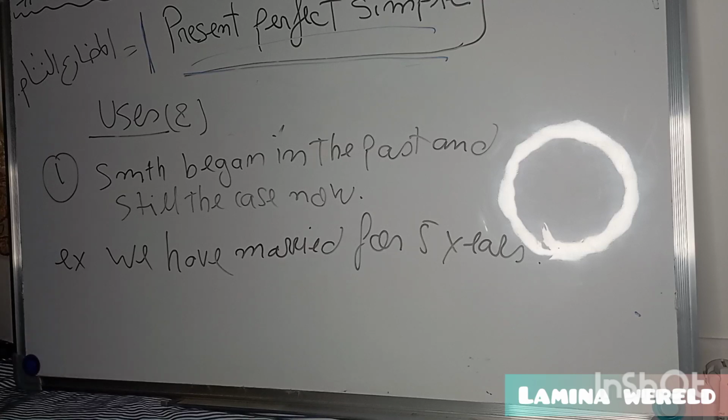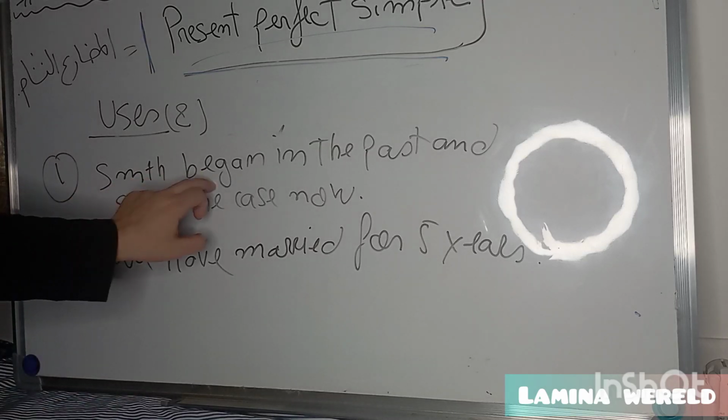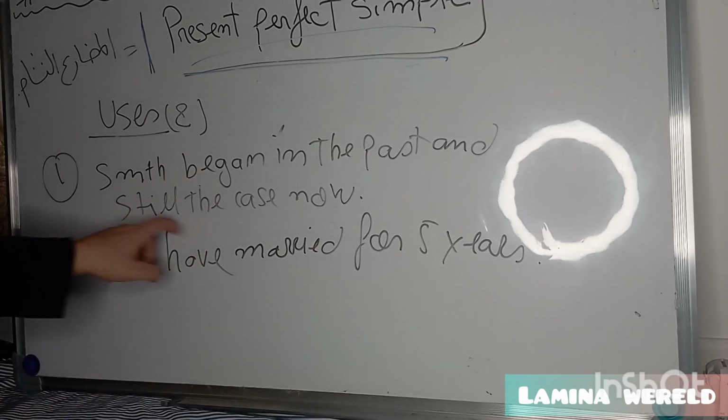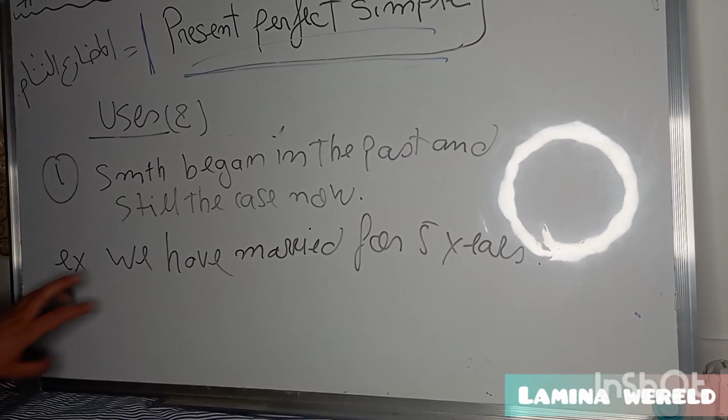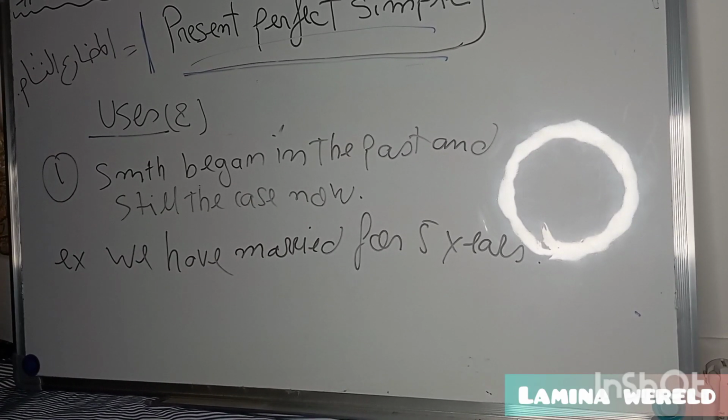Something that's begun in the past and still the case now. So this is the first use of present perfect simple, something that happened in the past and still the case now. Or for example, let's give another example.